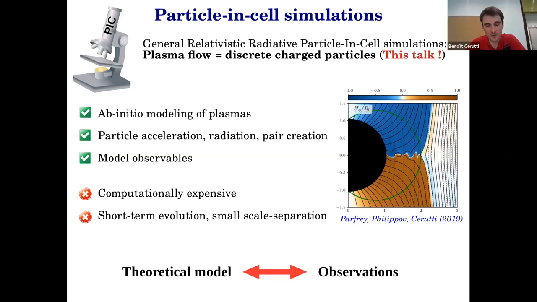But there are, of course, drawbacks to this. One of them is that the PIC approach is solving the kinetic scale. What I mean by kinetic, by the way, is the scale of the Larmor radius of the particles in this high-field region, which is a tiny fraction of the size of the horizon of the black hole. Therefore, there's a big problem of scale separation between the black hole size and the microscopic kinetic scales, which we cannot fit in current computers.